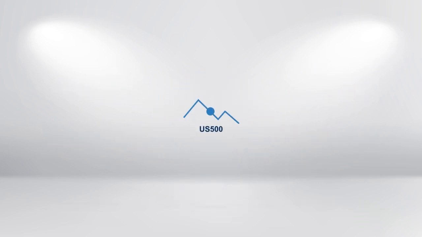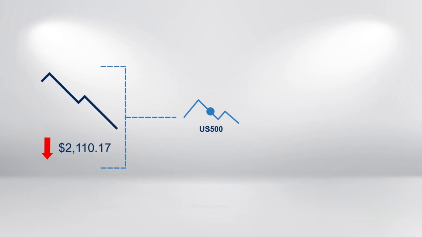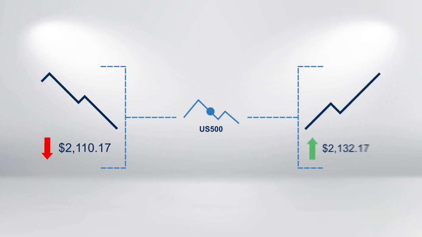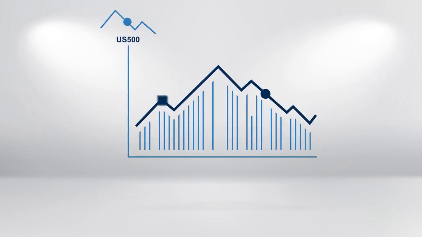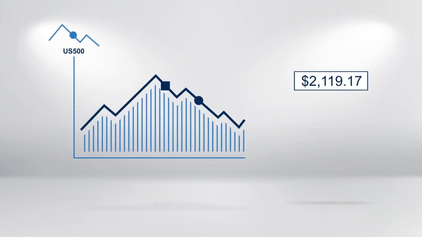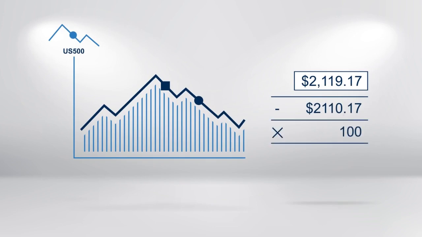Let's look at two scenarios. One where the price of the index falls to 2,110.17 and one where the index rises to 2,132.17. A fall in the price of the index to 2,110.17 will create a profit of $900 for this short trade, if it is squared at this price. That's 2,119.17 minus 2,110.17 times by 100, which equals 900.